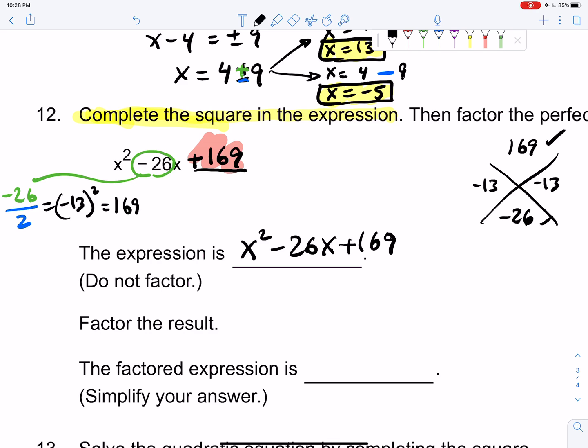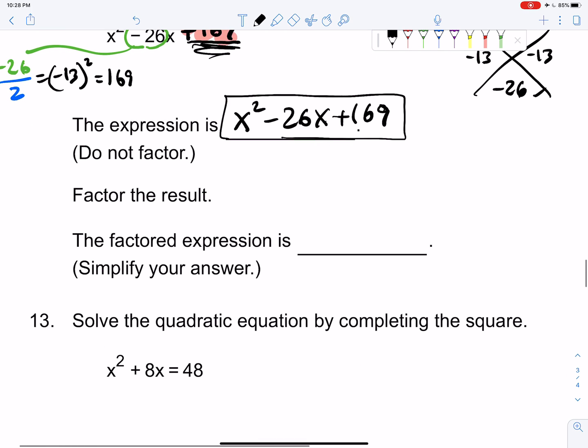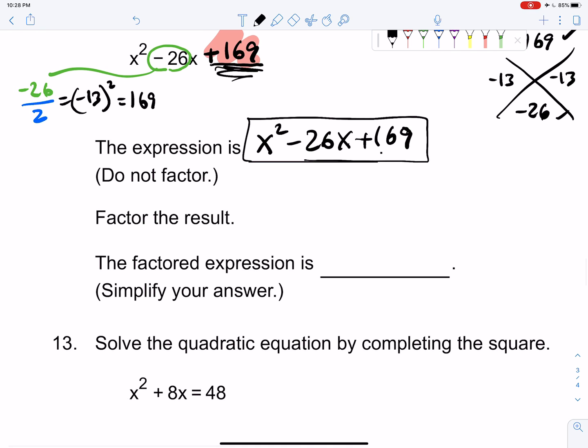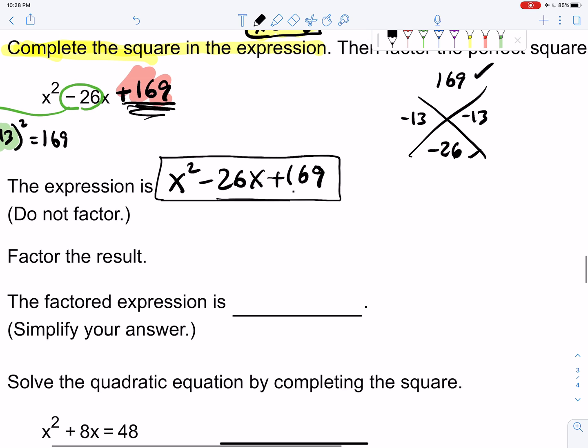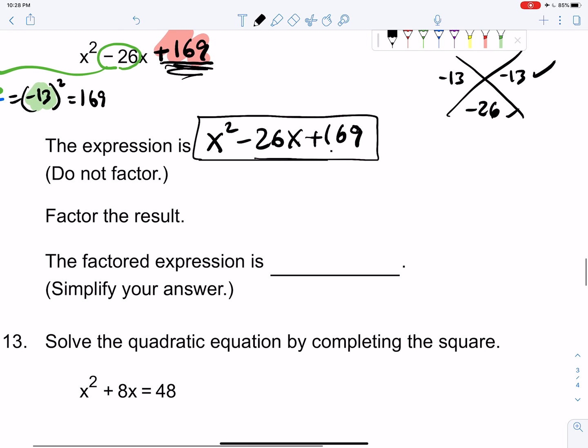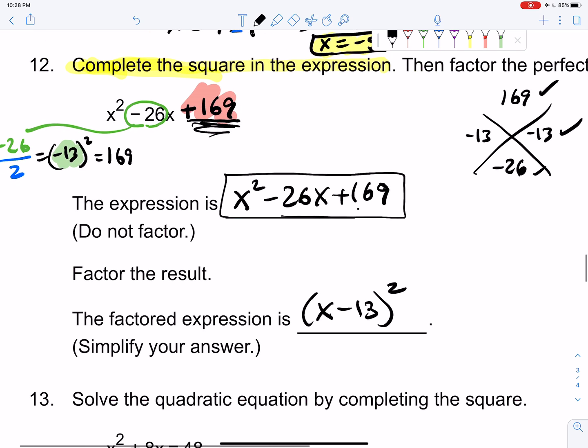So we just figured out the number that makes it a perfect square. Now they'd like us to factor the expression, and that should go fast for us because you don't have to look far and wide. You could even see it over here, right? There's your negative 13. This is just going to factor down to x minus 13 quantity squared. It's a perfect square. Okay, so this is the procedure of completing the square.